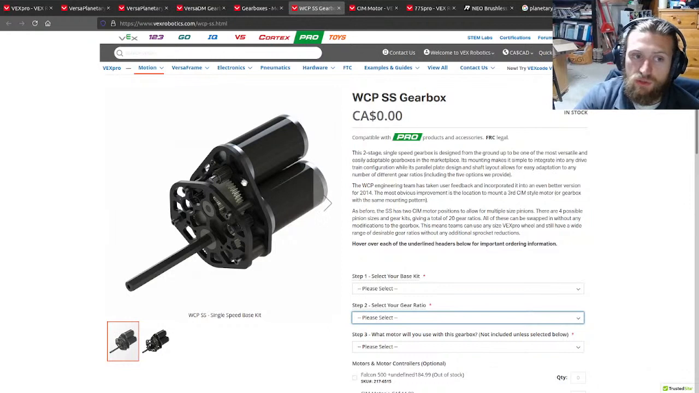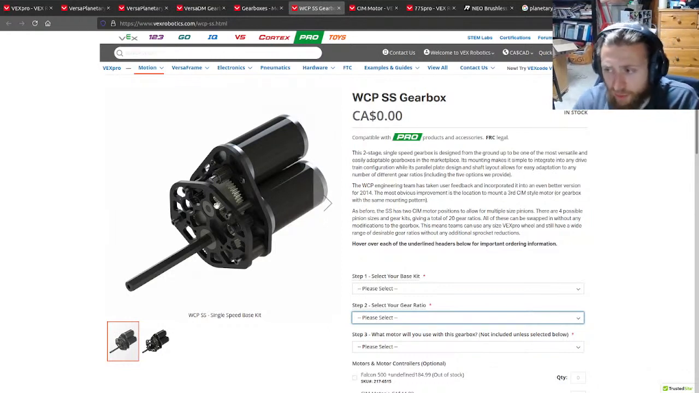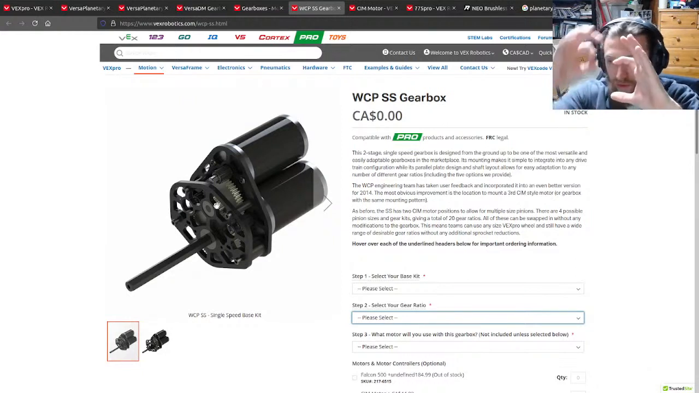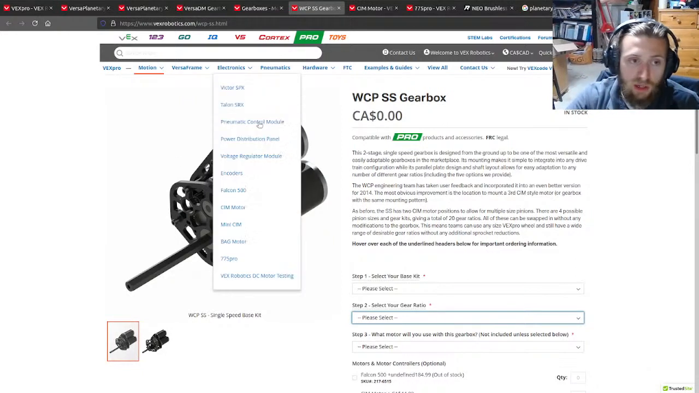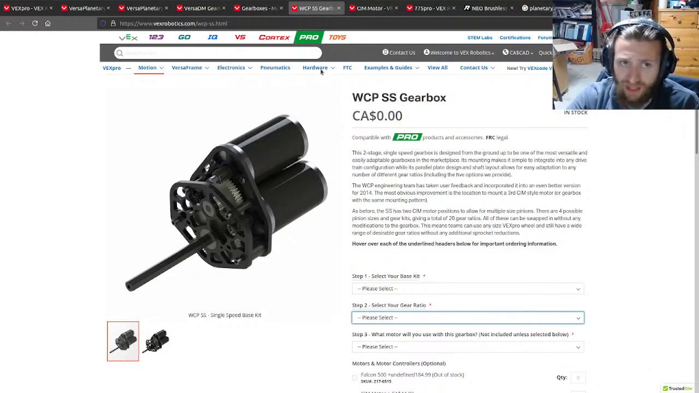These use spur gears, so you can see these are normal gears, as you would expect. They work exactly as you expect. They don't do anything special. They're not like a planetary gearbox or a worm gear. It's a normal gear. So you have one gear here, another gear here, and they spin each other. There's really not that much to it. These are pretty foolproof.